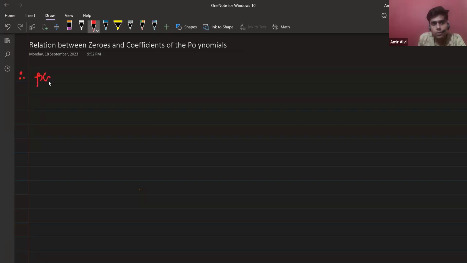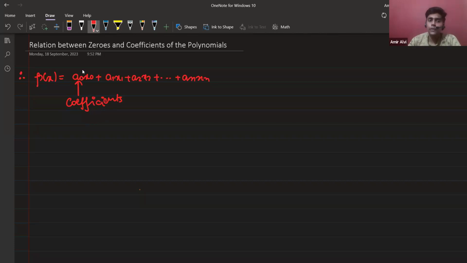Very good. So suppose P of x, this is the generalized or standard form of a polynomial: a0 x^0 plus a1 x^1 plus a2 x^2 up to an x^n. Yes or no? Yes, sir. In a polynomial, finite terms are there. This is called the coefficient. I told you in the previous class, I think so. Very good. So in this topic specifically, we have the zeros of the polynomial and the coefficients of the polynomial. There's a relation between them. Both are somewhat interrelated to each other.